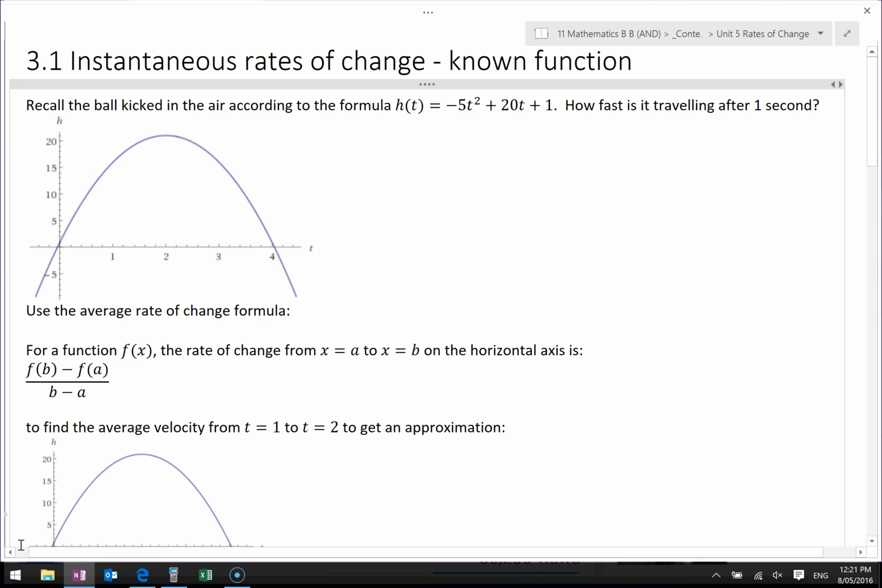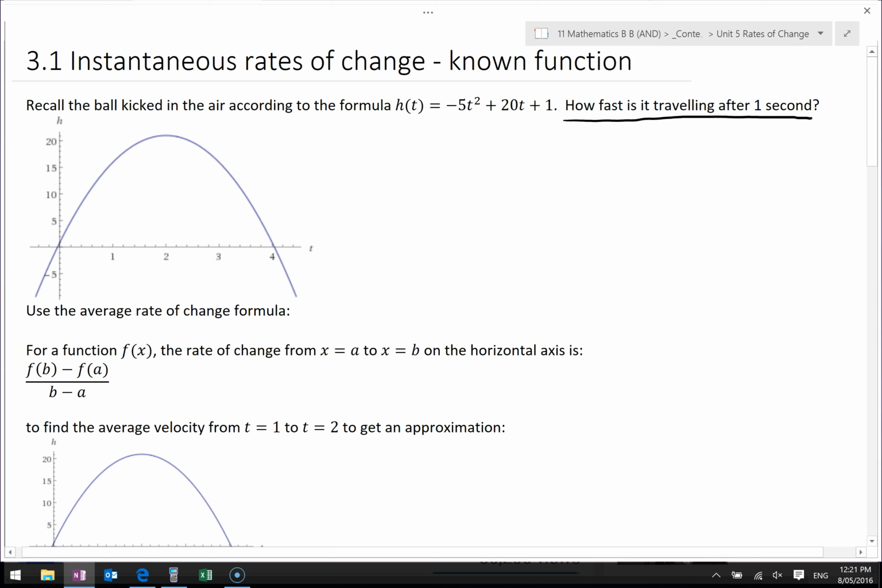This is instantaneous rates of change. We're pretty comfortable at the moment finding average rates of change. An instantaneous rate of change is, instead of saying what's the average rate of change between 0 and 2 seconds and finding the slope of that chord, what we'll be doing is saying, for example, for this ball that we've been studying, how fast is it travelling after exactly 1 second?